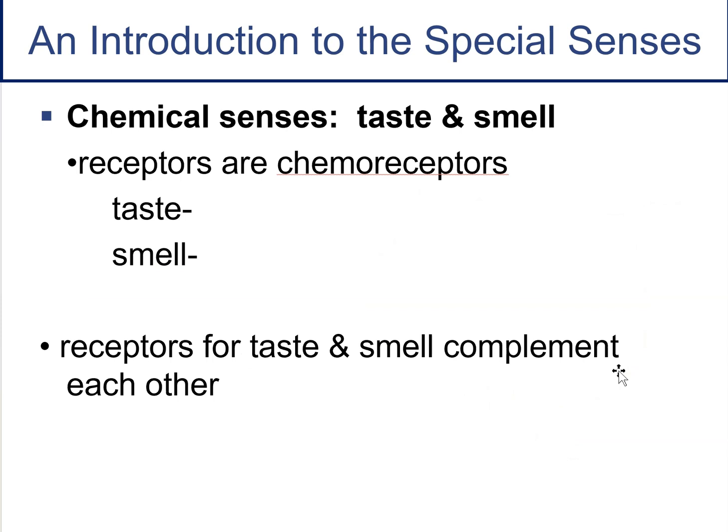When we look at our special senses, we have two of them that are chemical senses. This is taste and smell. And taste and smell use chemoreceptors. Remember, chemoreceptors are receptors that respond to chemicals. Now, for taste, the chemical has to dissolve in saliva. If you were to dry your tongue off and put some sugar on it, you would not be able to taste it because you have to have saliva in order to taste. Whereas with smell, the chemicals have to dissolve in mucus. So both need to dissolve in some sort of medium.